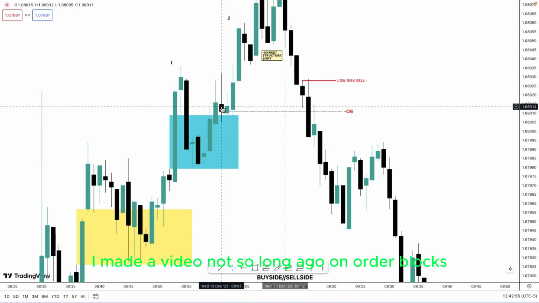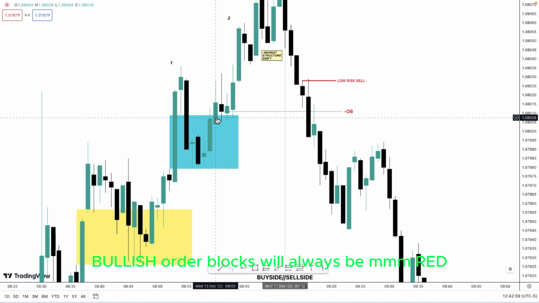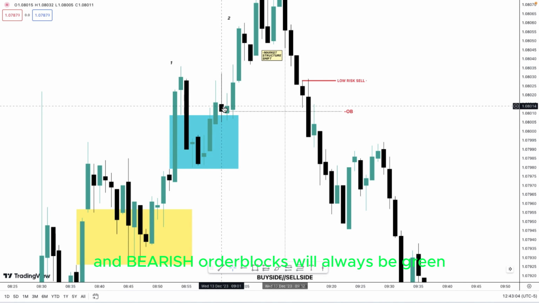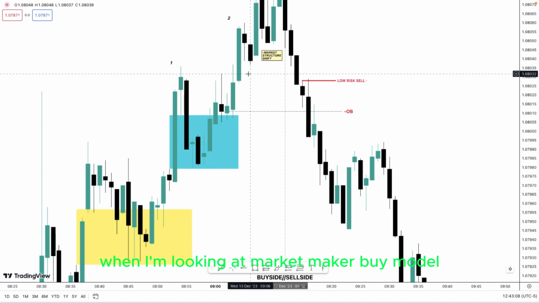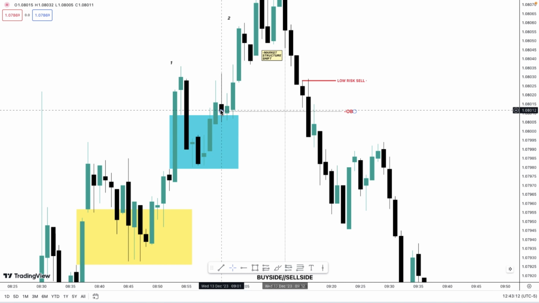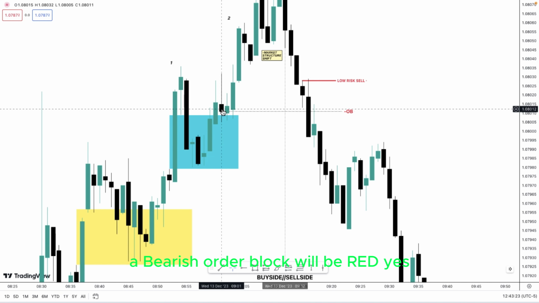I made a video not so long ago on order blocks, and I told you that bullish order blocks will always be red, and bearish order blocks will always be green. When I'm looking at market maker buy model, or market maker models, this is the only time a bearish order block will be red. Yes.